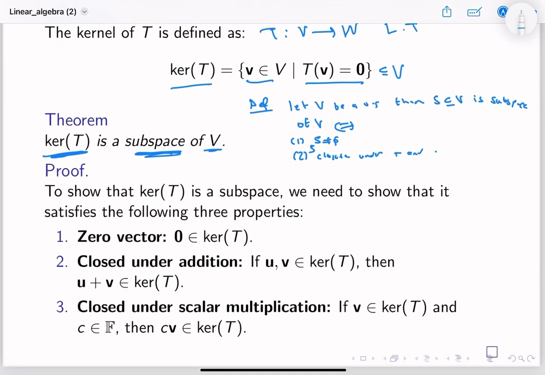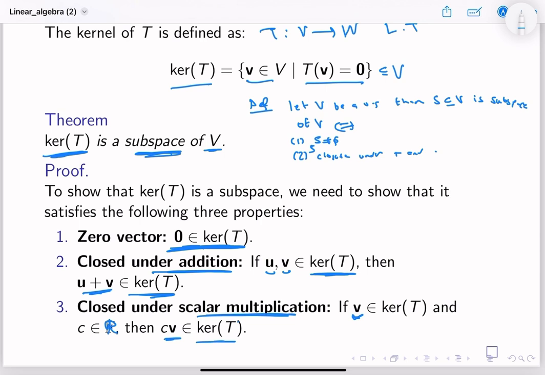We're required to prove first that it's not empty, and we're going to show this by showing that 0 is in the kernel. If we show 0 is in the kernel, then it's clearly not empty. Second, we need to show closure under addition, meaning if we start with any two vectors in that set, the sum of these should also be in that set. This is what it means for closure under addition. We also require closure under scalar multiplication, meaning if we start with v in the kernel and c in the real numbers, we want to prove that c·v is also in the kernel.